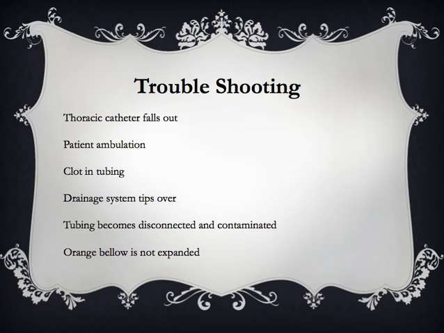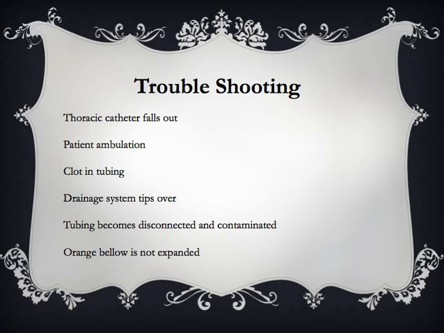Clots can develop over time, and so if that happens, we can compress directly on them and roll back and forth to try to dislodge them, but we don't want to put any downward tugging motion because we would be milking or stripping the tubing then.